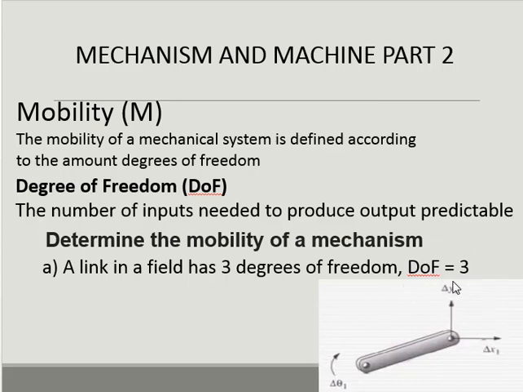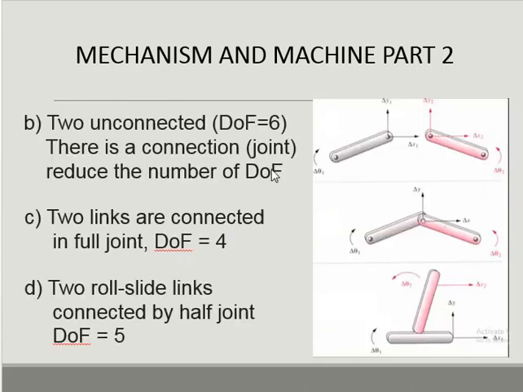motion. The first motion is x-axis direction. The second is y-axis direction, and the third motion is rotation. This picture has 3 degrees of freedom. And then the second picture, you can look at it like this. Two unconnected links have 6 degrees of freedom. A connection joint reduces the number of degrees of freedom.